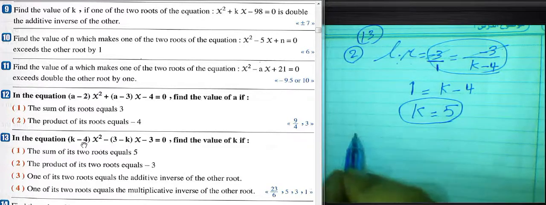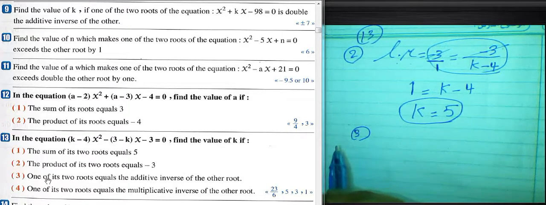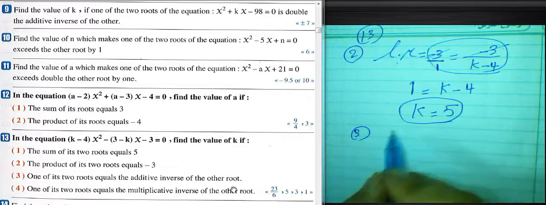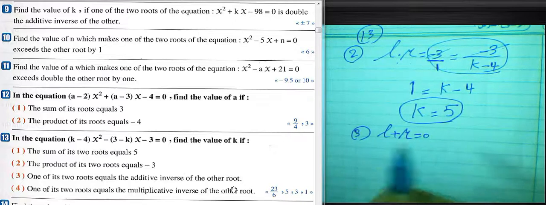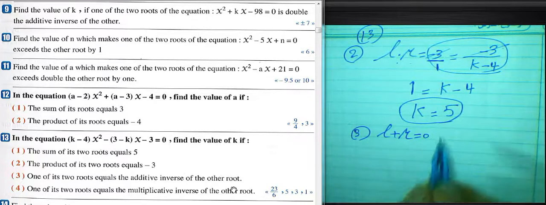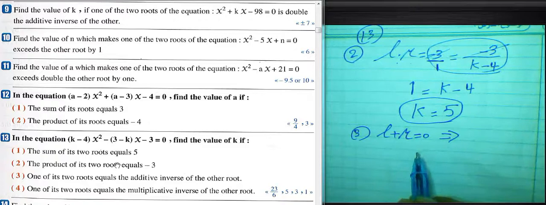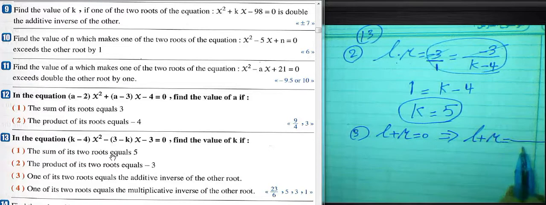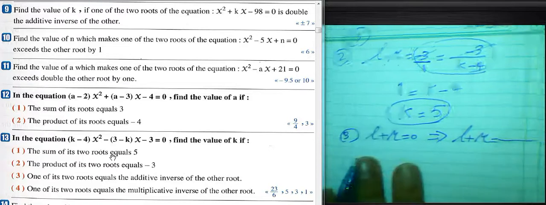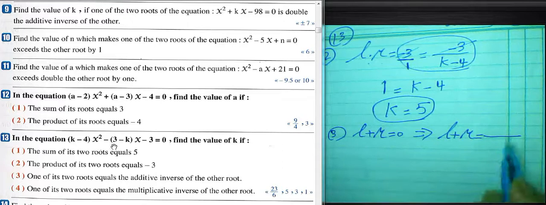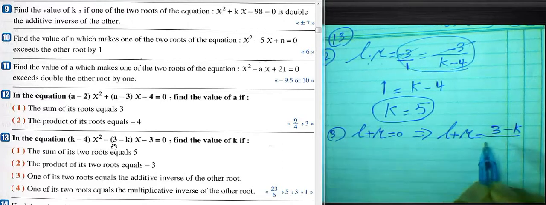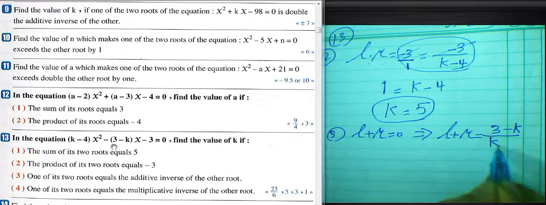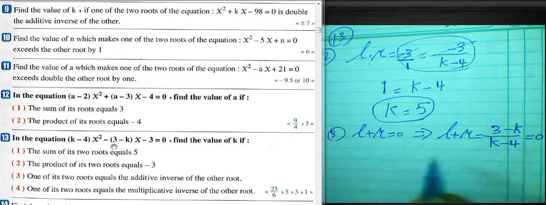Question number 3. One of its roots equals the additive inverse of the other root. Additive inverse means L plus M equals 0. We know L plus M is found by dividing the negative coefficient of x, which is 3 subtract k, over the coefficient of x power 2, which is k subtract 4, so the result will be 0. So 3 subtract k equals 0, then k equals 3.